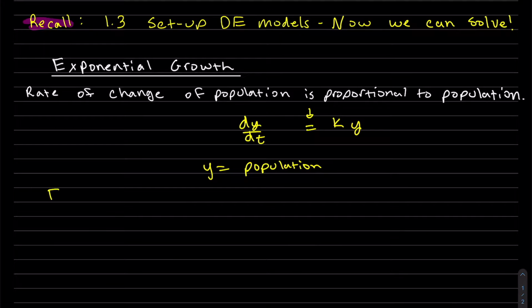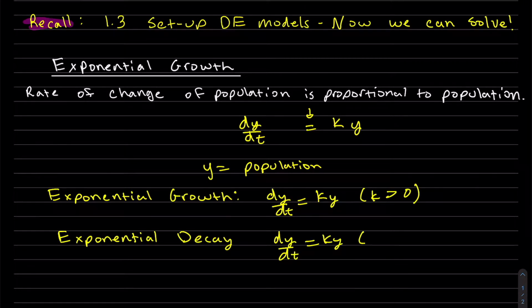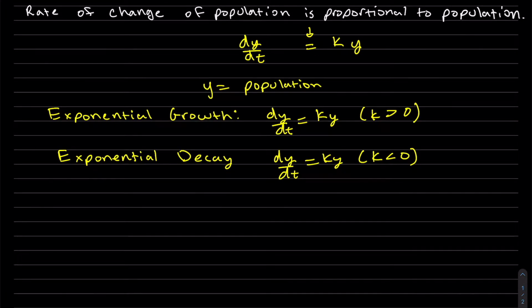So let's write that out. And that's growing when your k, your constant, is positive. And we have exponential decay when our constant is negative. So now we can solve this equation. It's one equation.